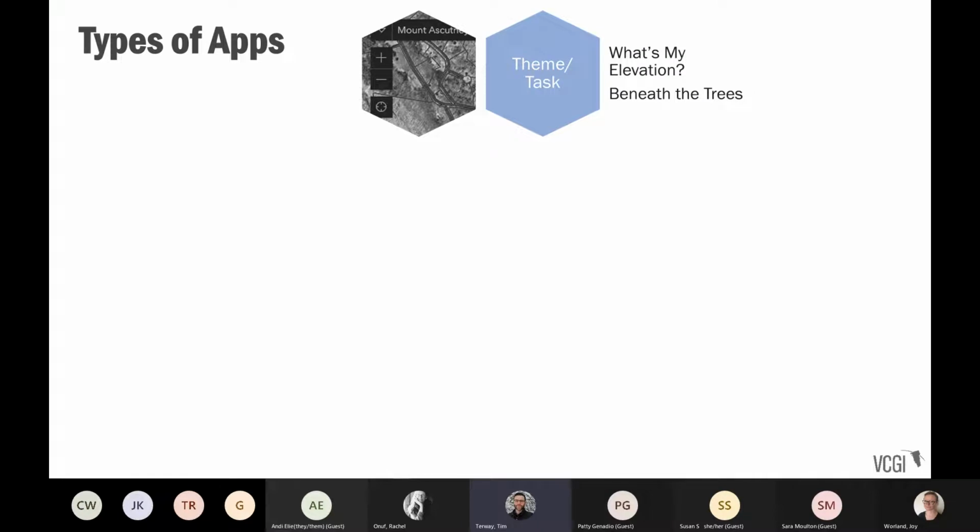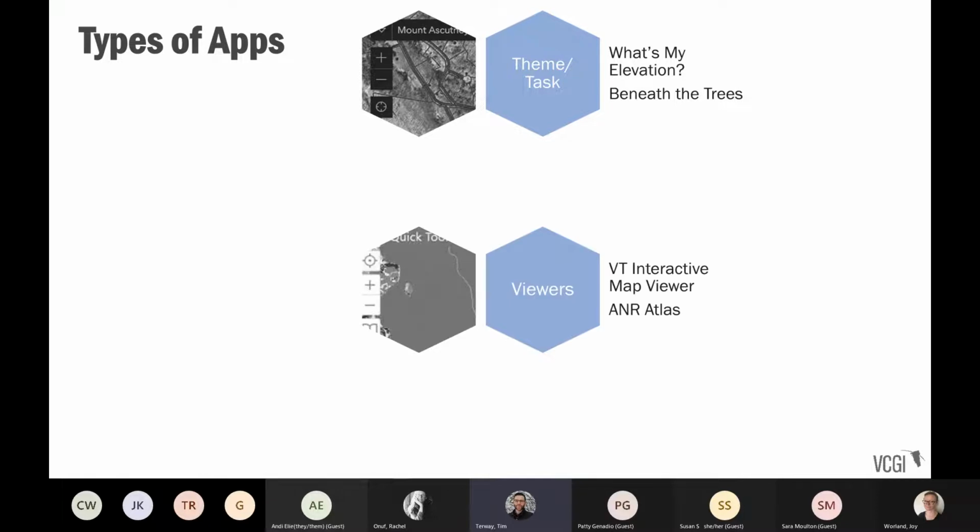So the types of applications that we make available, there's a couple different types. The first kind is something that we would call a theme or a task-specific application. For example, I'll show a couple in a moment here, like What's My Elevation or Beneath the Trees. Theme or task applications are generally the simplest. They're devoted basically to one kind of inquiry, and they do one thing very well. They don't do anything beyond that.